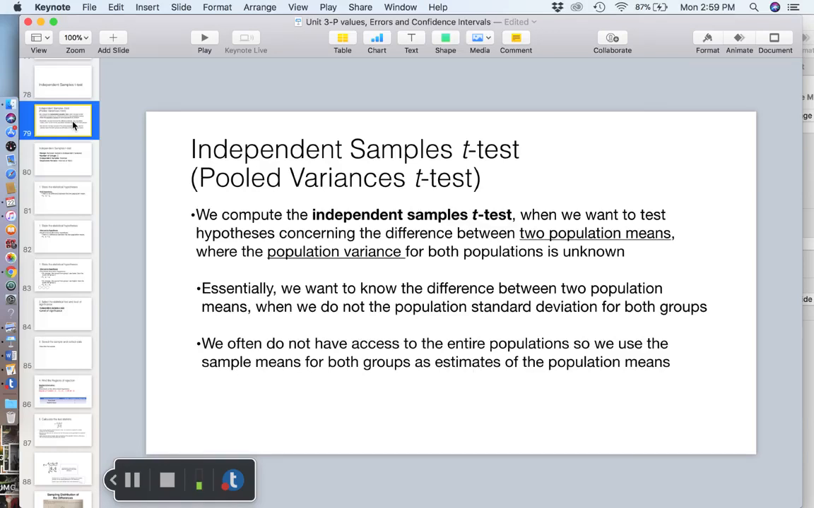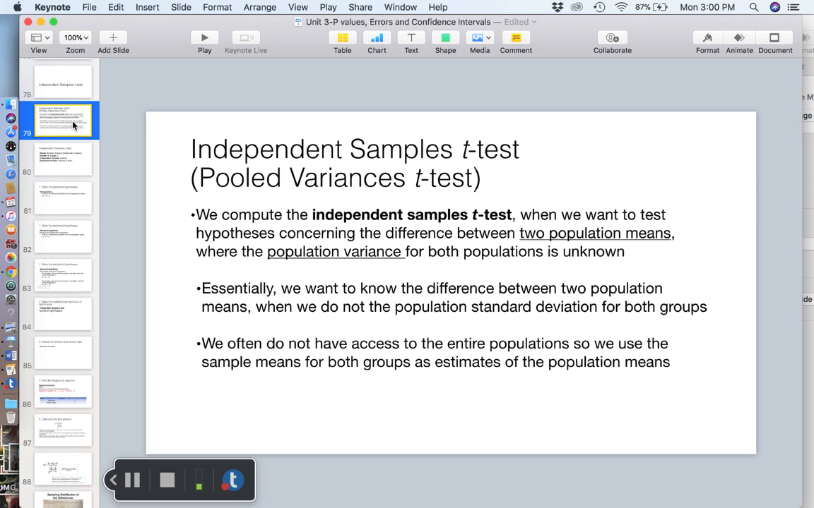So we compute this test when we want to test hypotheses concerning the difference between two population means where the population variance for both populations is unknown, or if we don't know the population standard deviation for both groups. But if we don't know variance, then we don't know standard deviation. If we don't know standard deviation, then we don't know variance. Essentially, another way to say this is we want to know the difference between the two population means when we don't know the population standard deviation for both groups.